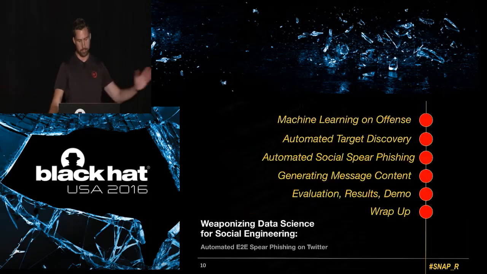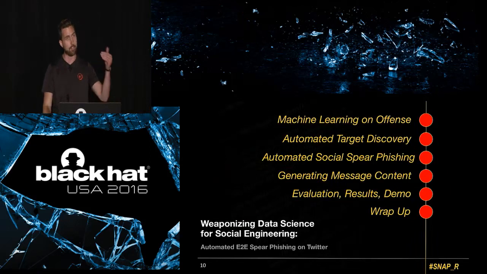So the trajectory of the talk is going to be, John's going to talk about machine learning and offense, and we're going to go into each of these different phases of the tool, target discovery and social spearphishing. We're going to go into detail about how to generate these tweets, and then we're going to wrap up with some evaluation results and comparing to other similar techniques in the literature.